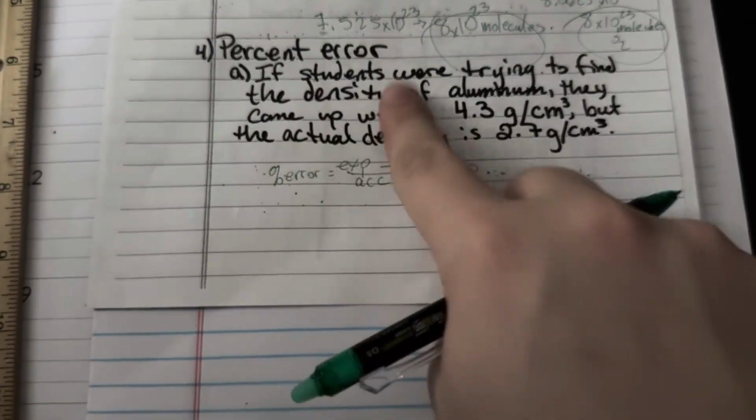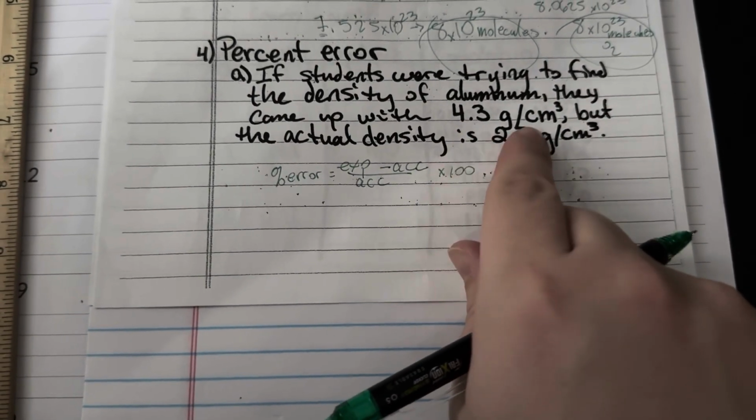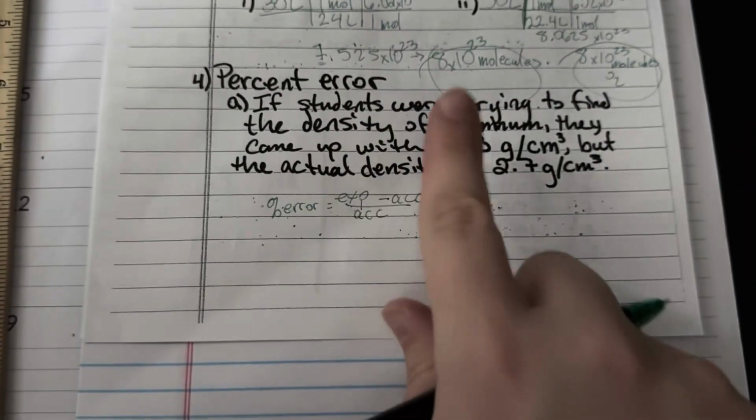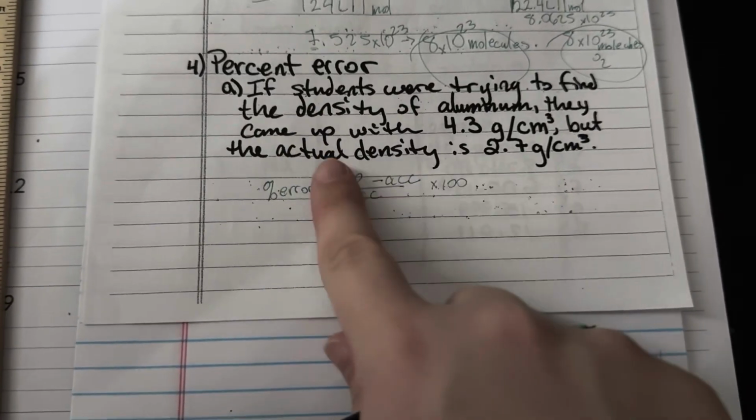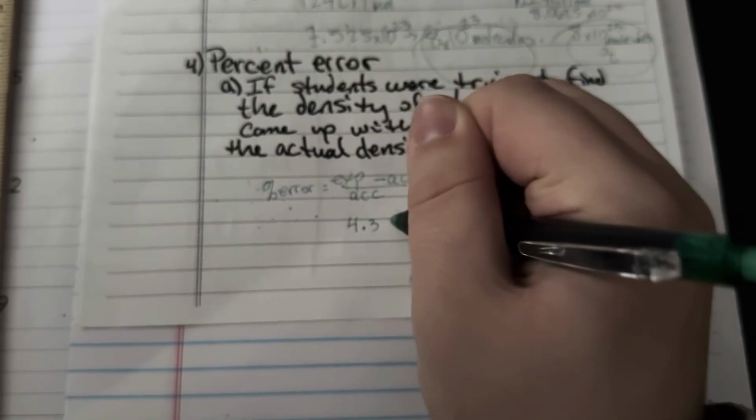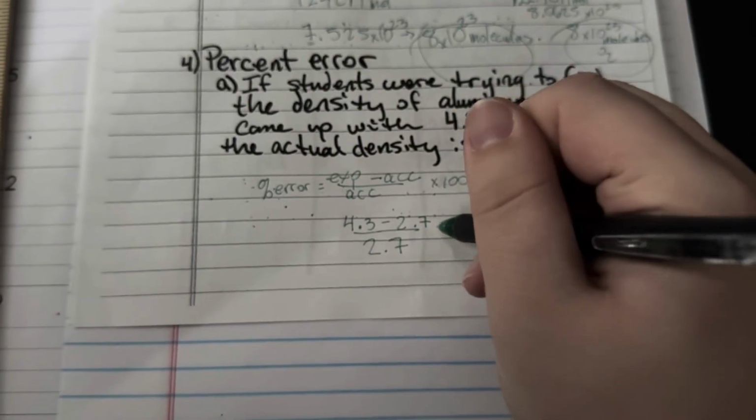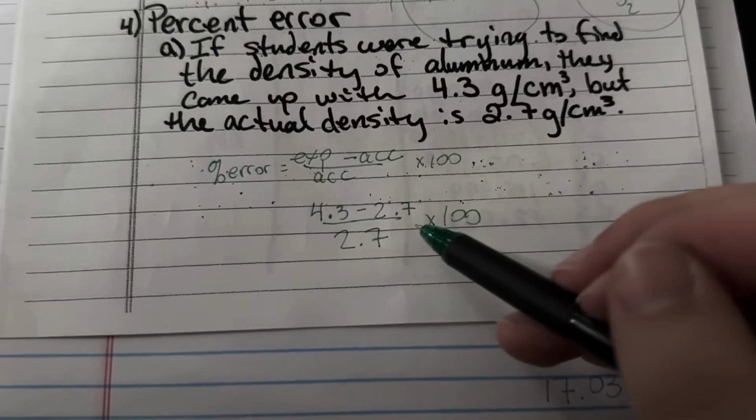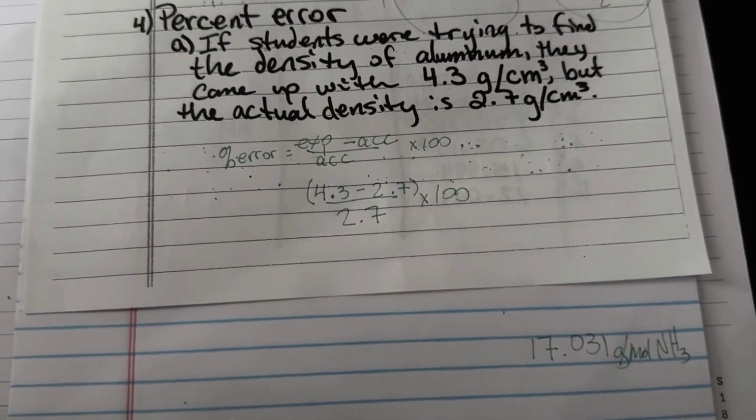So they tell us if a student were trying to find the density of aluminum, they found 4.3 grams per centimeter cubed, which is just the amount of density. So they found 4.3. The actual, so the accepted value is 2.7. So we're just going to plug these numbers in. 4.3 minus 2.7 divided by 2.7 times 100. Okay, so be careful in your calculators. This top piece has to be done first.